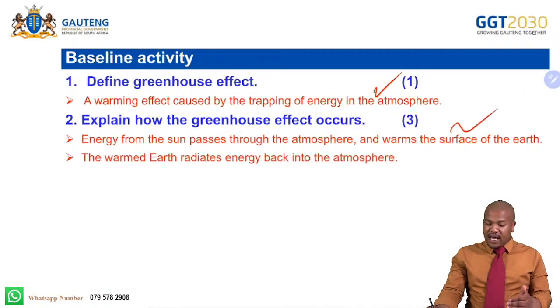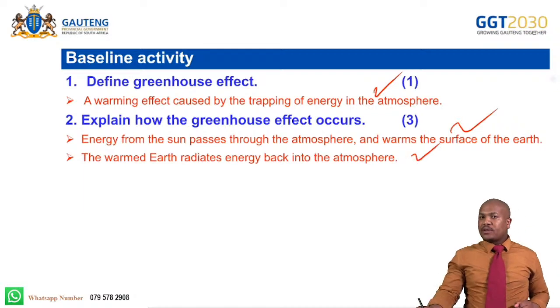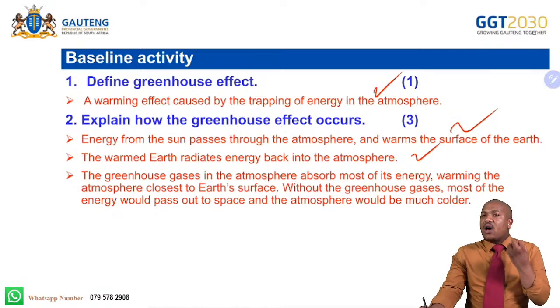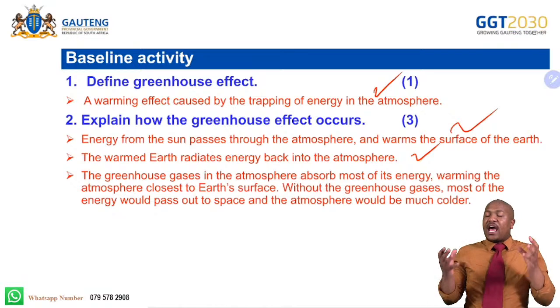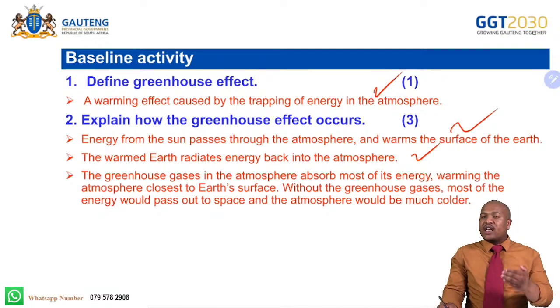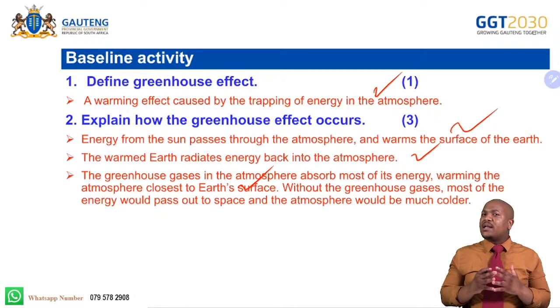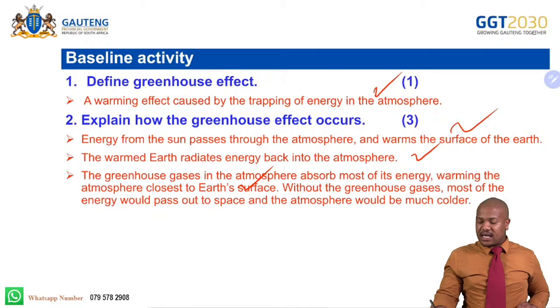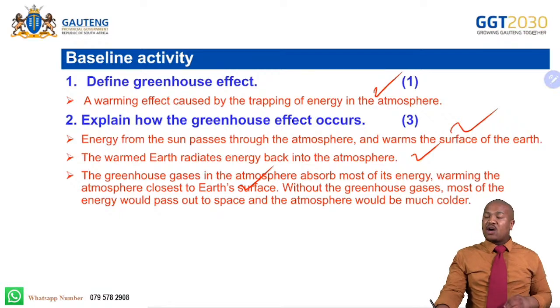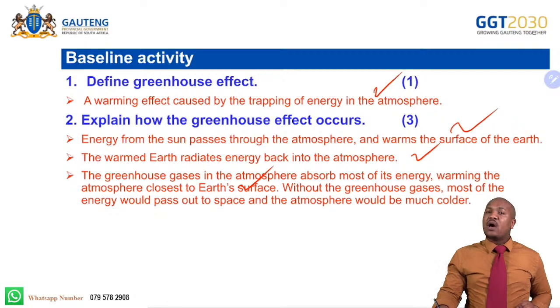The warmed earth radiates the energy back into the atmosphere, and the greenhouse gases in the atmosphere absorb or trap most of this energy, right? Warming the atmosphere closest to the Earth's surface. And also, just a reminder, without the greenhouse gases, most of the energy would pass out to space and the atmosphere would be much colder, right? So now let's take 2 minutes quickly to copy down the corrections.